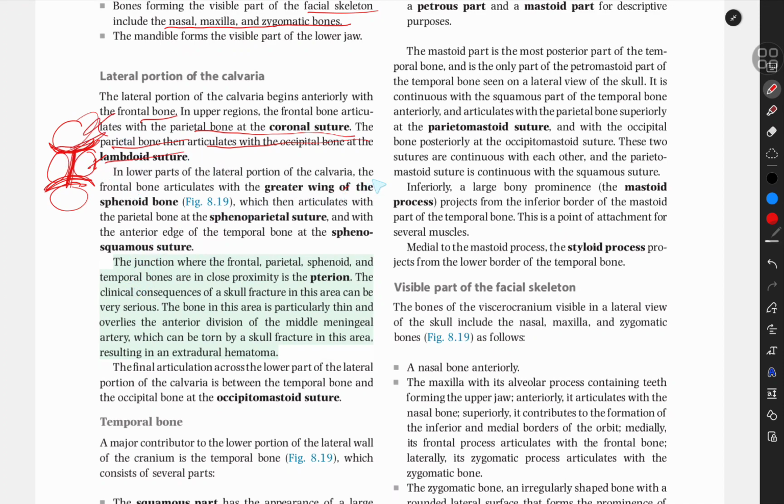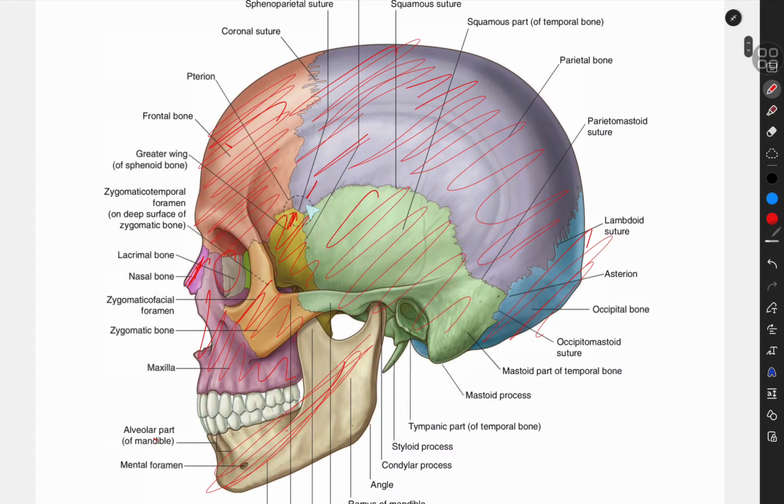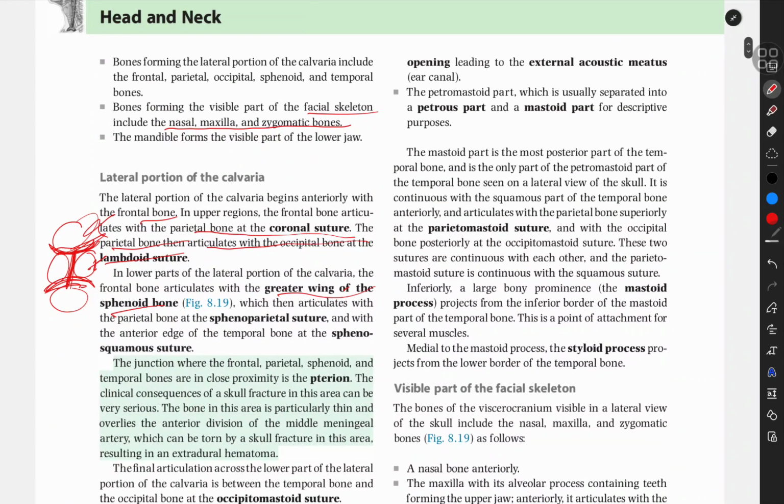In the lower parts of the lateral portion of the calvaria, the frontal bone articulates with the greater wing of the sphenoid. Here, the parietal bone and the sphenoid bone meet. The frontal bone, the sphenoid, and the parietal meet. The temporal, sphenoid, and the parietal meet. And this is known as the pterion. I think this is an important point in neuroanatomy as well. So here, pterion.